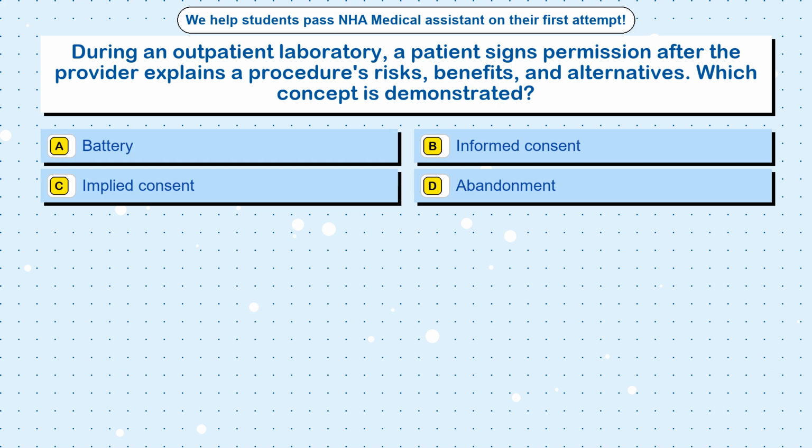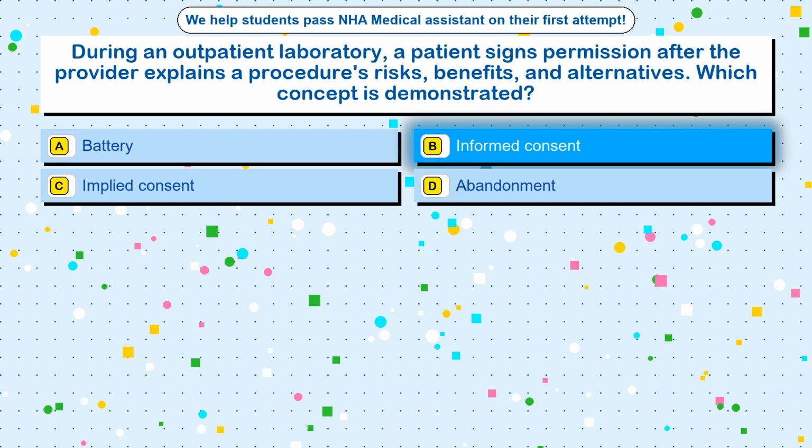Question 18. During an outpatient laboratory, a patient signs permission after the provider explains a procedure's risks, benefits, and alternatives. Which concept is demonstrated? Option A, battery. Option B, informed consent. Option C, implied consent. Option D, abandonment. The correct answer is option B, informed consent.